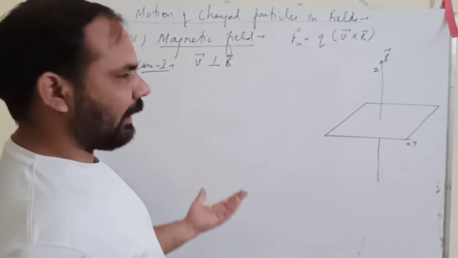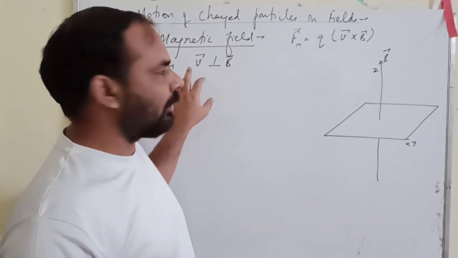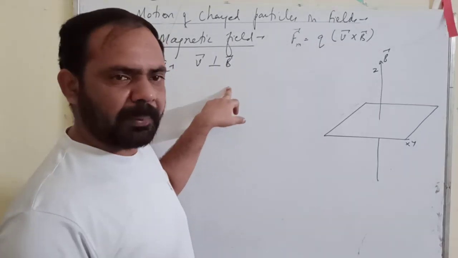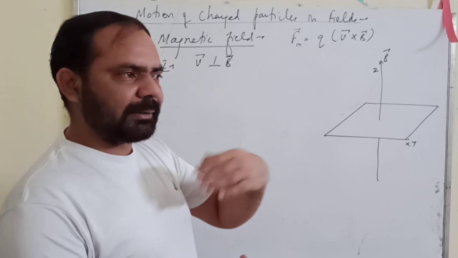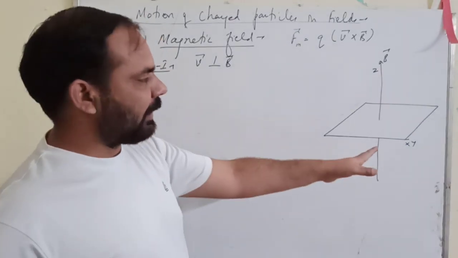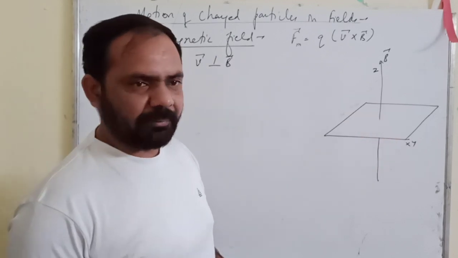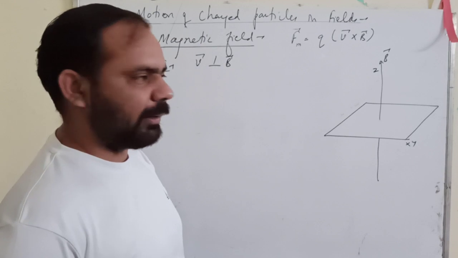Second case could be that it is not entering in such a way that v vector is perpendicular to b vector. It can have some other angle. So that we will discuss in the second case. First of all, the easier one, that the charged particle is entering inside the magnetic field in such a way that the velocity vector is perpendicular to the magnetic field.